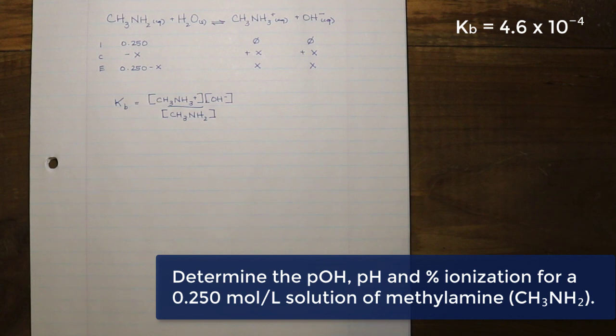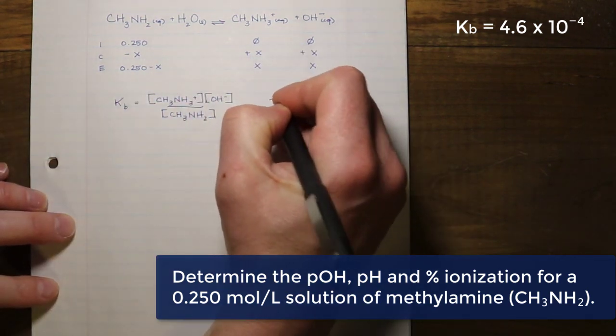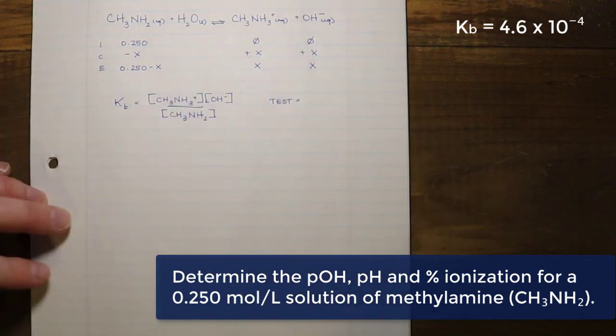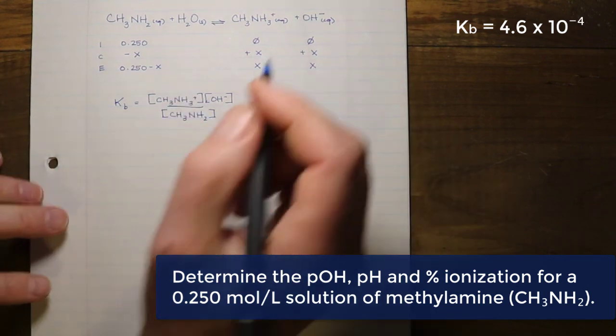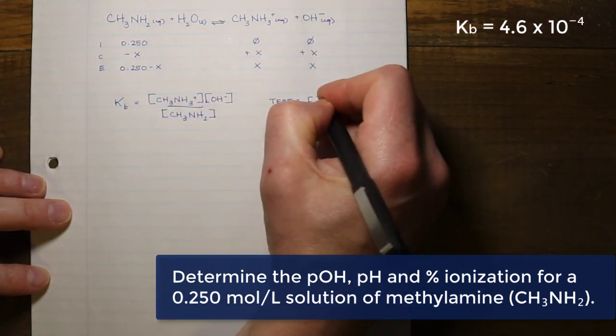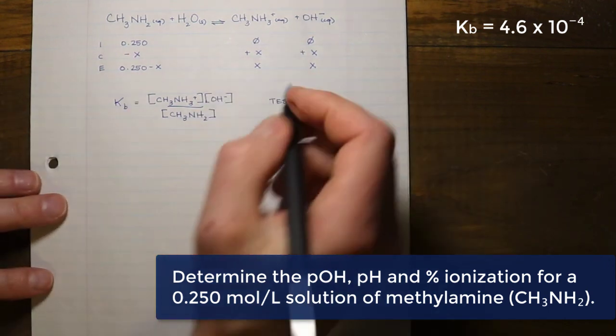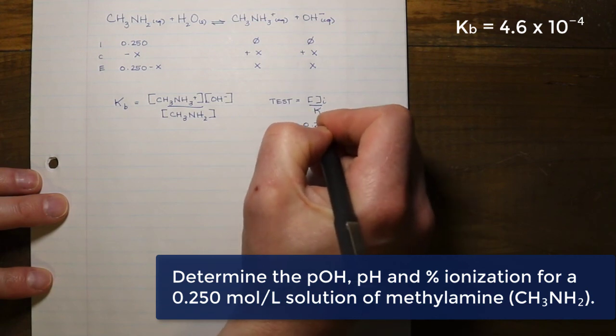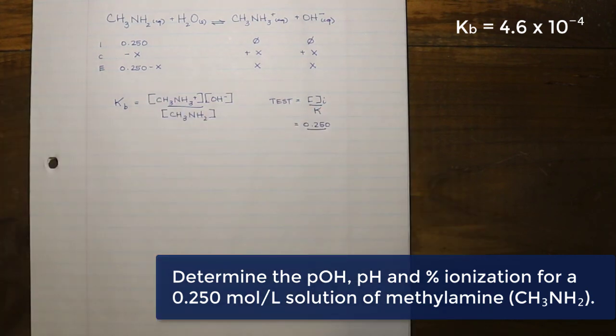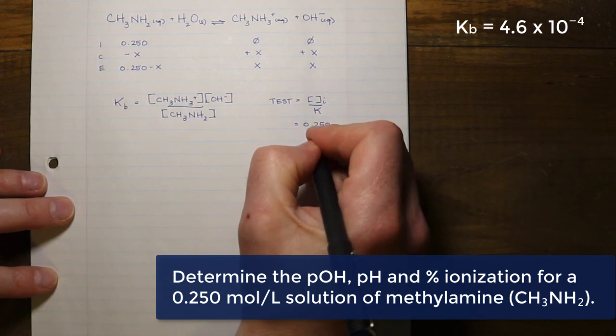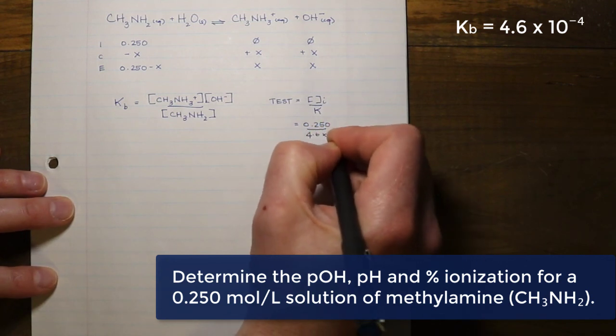The other thing I want to point out is that we do have a relatively low K. Anytime we have a relatively low K, we can do the test to see if we can negate a value of x from any value that's not 0. So our test is no different than it is for any other type of equilibrium expression. Our test is the initial concentration over our equilibrium constant. In this case, our initial concentration, and the only concentration that we've been given, is 0.250, and our equilibrium constant, or value for K, is 1 times 10 to the negative 4.